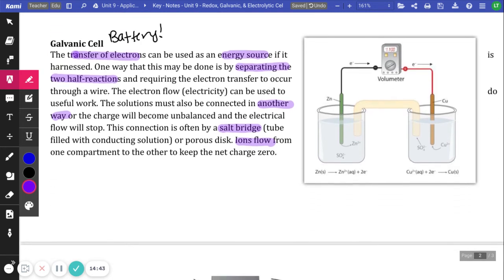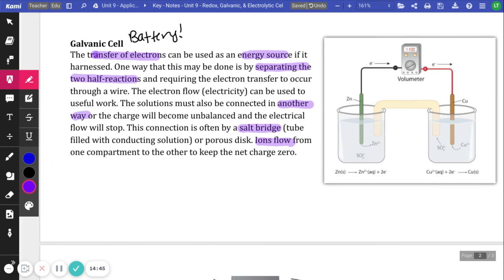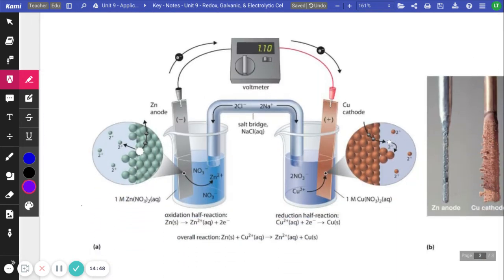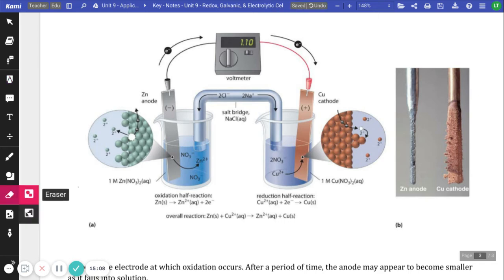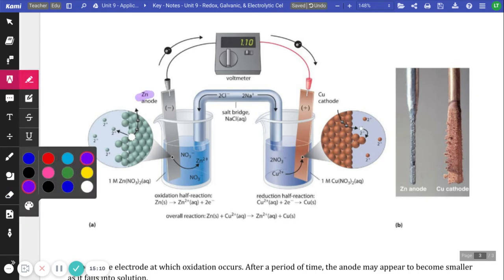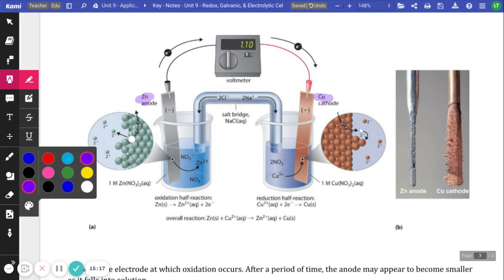So I am going to now spend some time talking through a galvanic cell. All right, and I'll just tell you guys, I have a lot of notes here about my galvanic cells, so I'm going to go through them and talk through them. So first thing that we want to see is those two half reactions. So you can see that we have zinc over here on the left side, and we have copper over here.